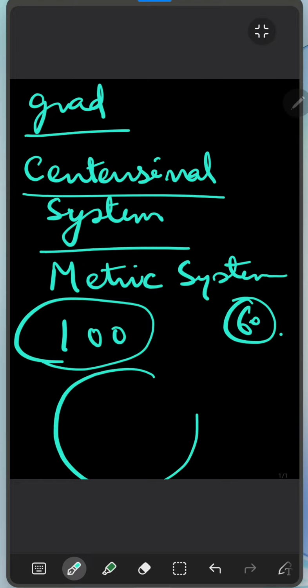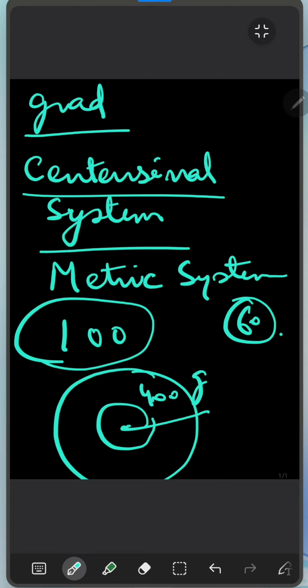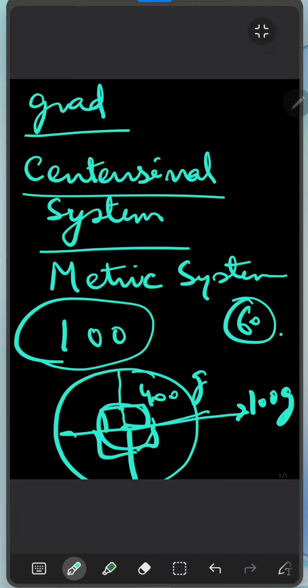According to them, a full circle is 400 grad. Okay. When a full circle is 400 grad, its right angle would be 100 grad, because the circle will be divided into 4 equal parts to make a right angle. So each right angle will be 100, because if we divide 400 into 4 parts, then each part will have a measurement of 100 grads. Okay.